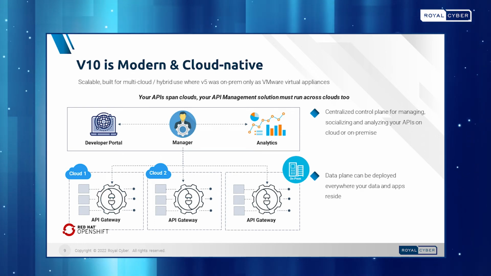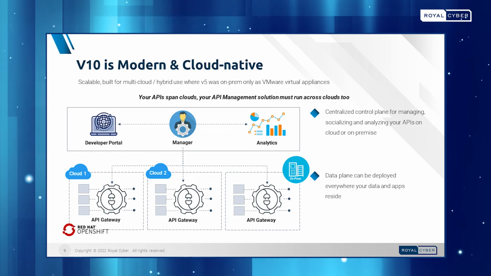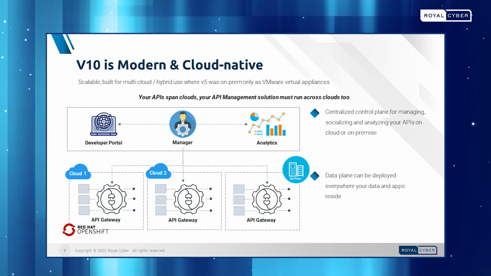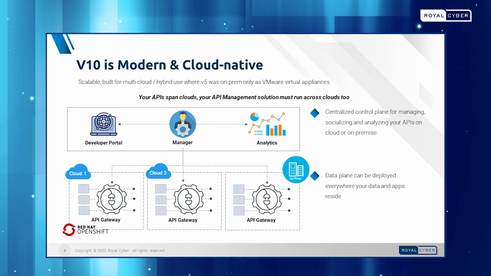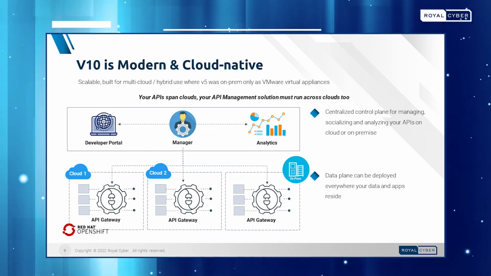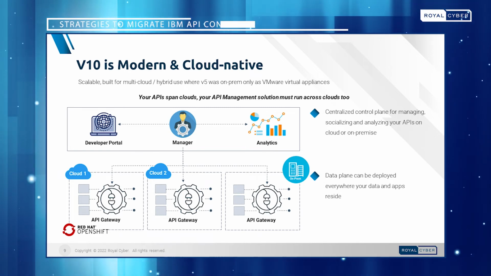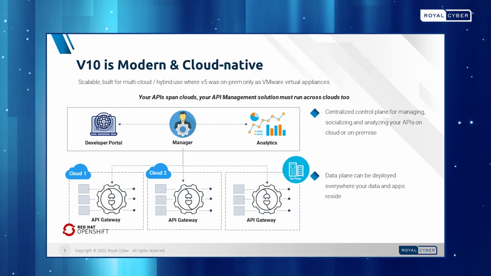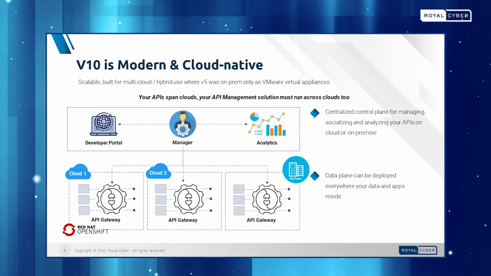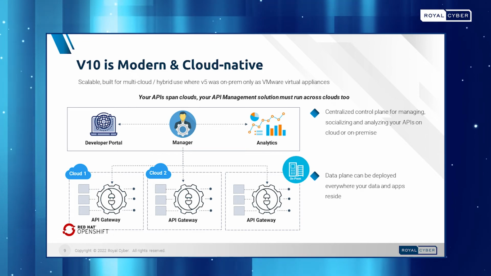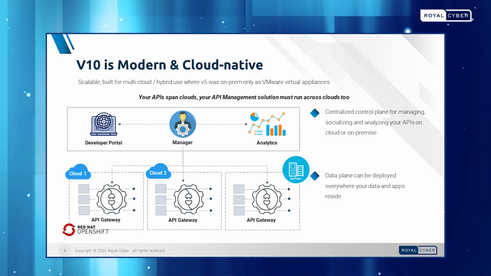Currently most companies have data both on-premise and on the cloud, and it is critical for any API management solution to be flexible enough to support such kind of workload. So with V5, remember it was largely on-premise VMware based, but with V10 it is modern and cloud native based on Kubernetes, and so you enjoy those benefits of running it as a microservice. So moving on to the next slide.